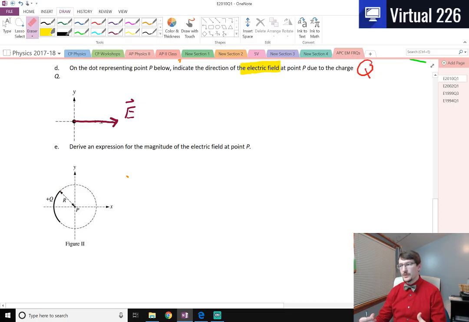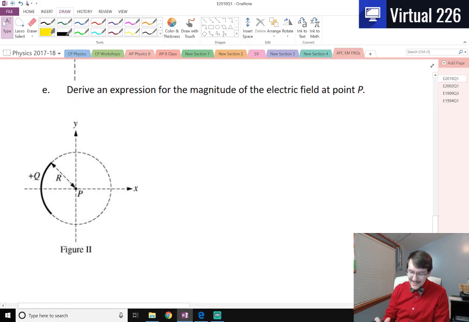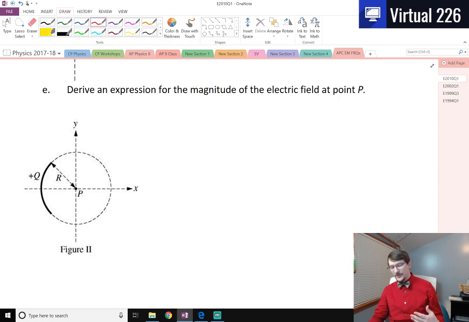You have good fundamentals of what's going on with electrostatics for a question like this, and if you do know the calculus, we can get a few more points out of this problem and kind of squeeze it through. Okay, so part E is where the calc starts coming in, and what we're asked to do is to derive an expression for the magnitude of the electric field at point P.